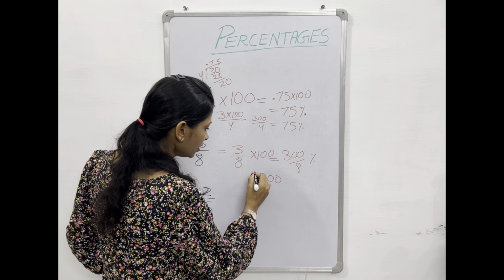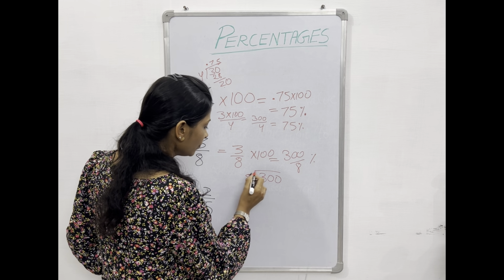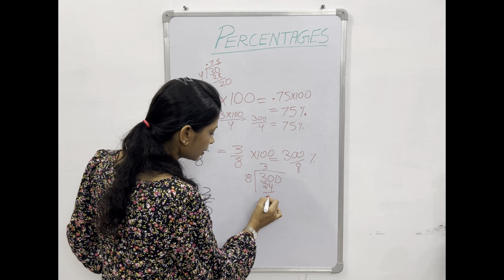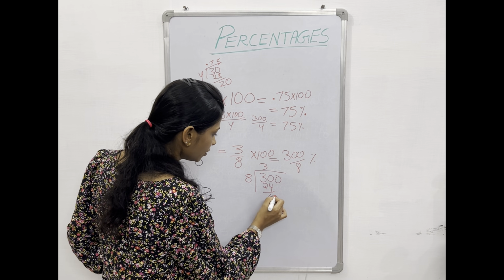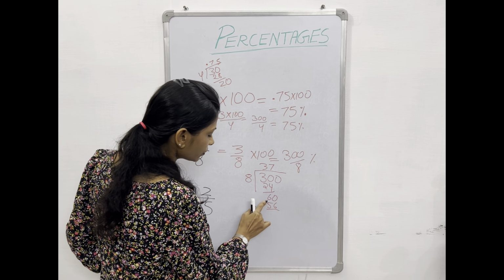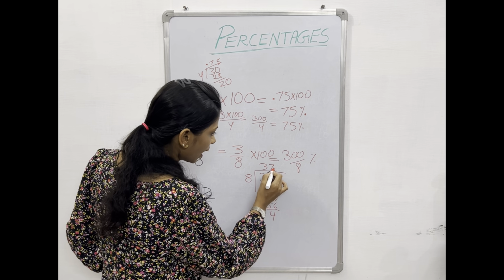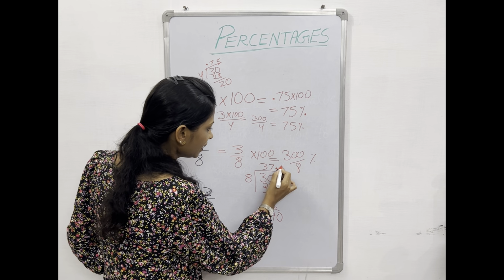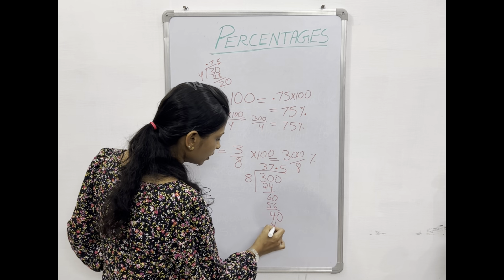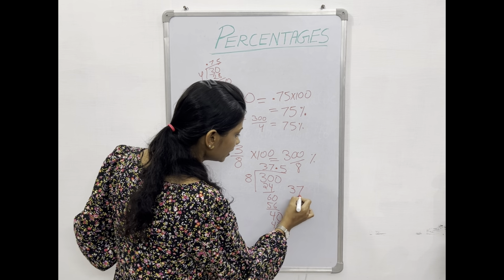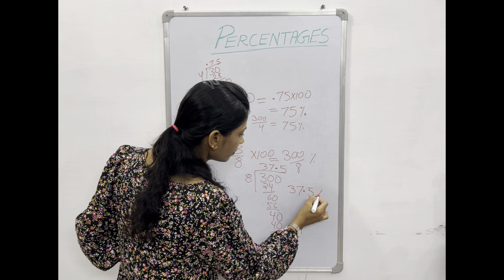300 over 8. 300 divided by 8. 8 times 3 is 24. The difference of 30 minus 24 is 6. I bring the 0 down. Now 8 times 7 is 56. Difference of 60 and 56 is 4. I put a decimal because I'm out of the digits and I take a free 0. 8 times 5 is 40 and the remainder is 0. So my answer would be 37.5%.